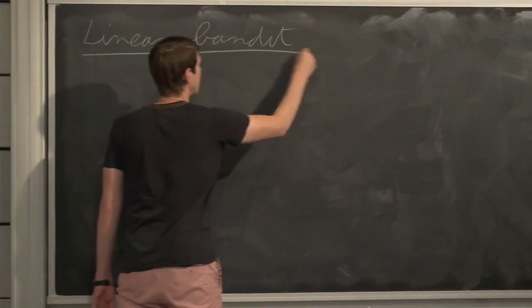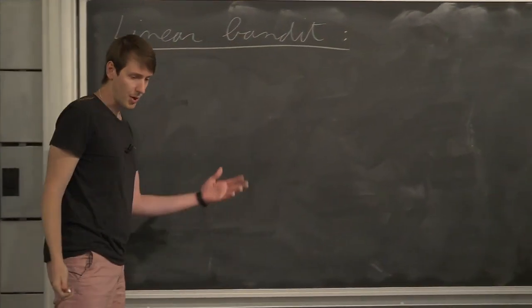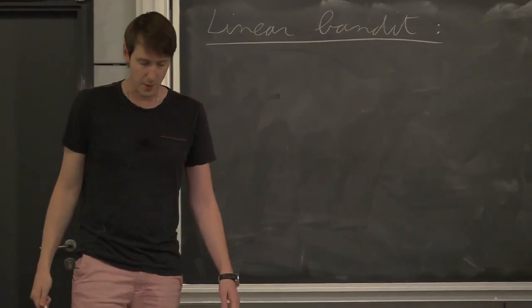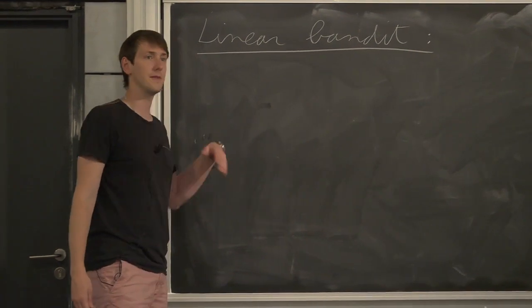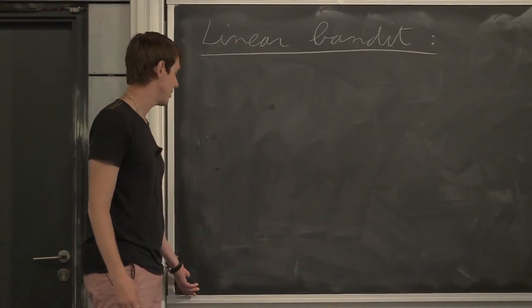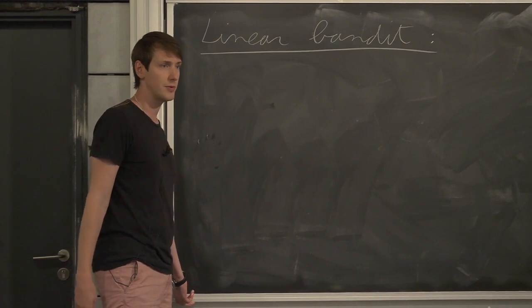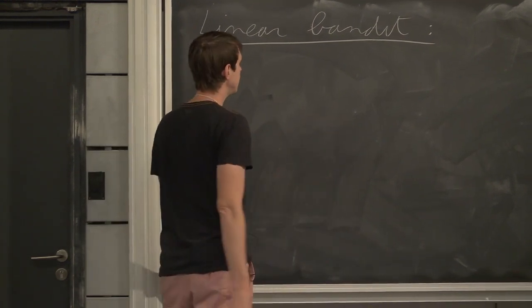This is a problem where we're going to develop a much more interesting mirror map than we have been doing so far. So this is what I will do this hour, and then next hour, the last part of the course will be chapter 5 on adaptivity. Okay, so what is the linear bandit problem?